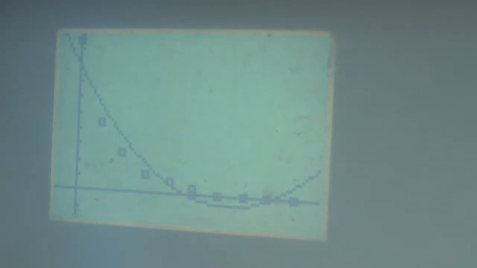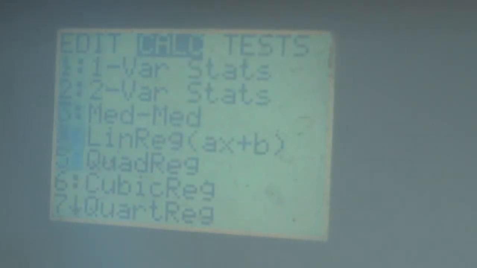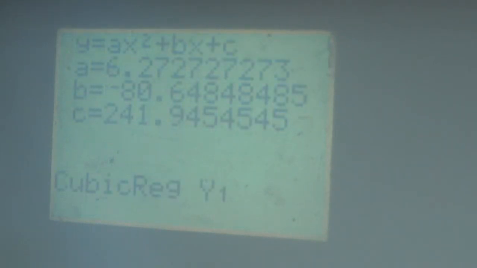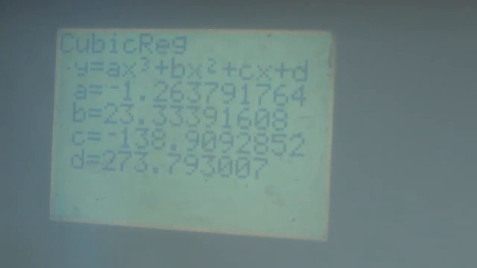What else did you guys try? Did you just keep going down? Cubic reg? Absolutely. Just FYI, let's run it. We'll do the same thing with your guys' data too. You guys just kind of let this wash over you right now. CubicReg, y1, same exact thing. Okay? It's going to give you coefficients. Now you've got to remember, we haven't talked about this much.